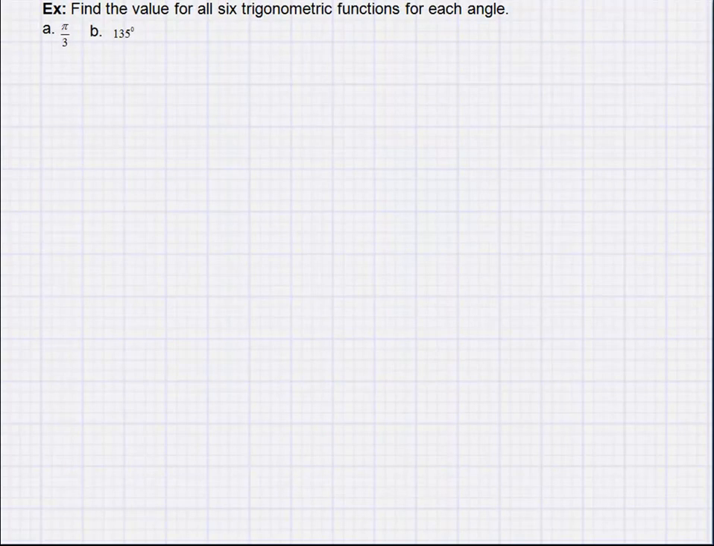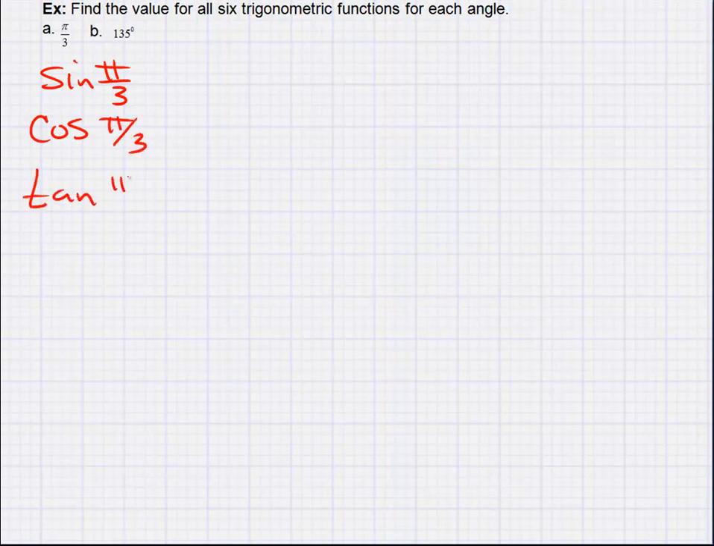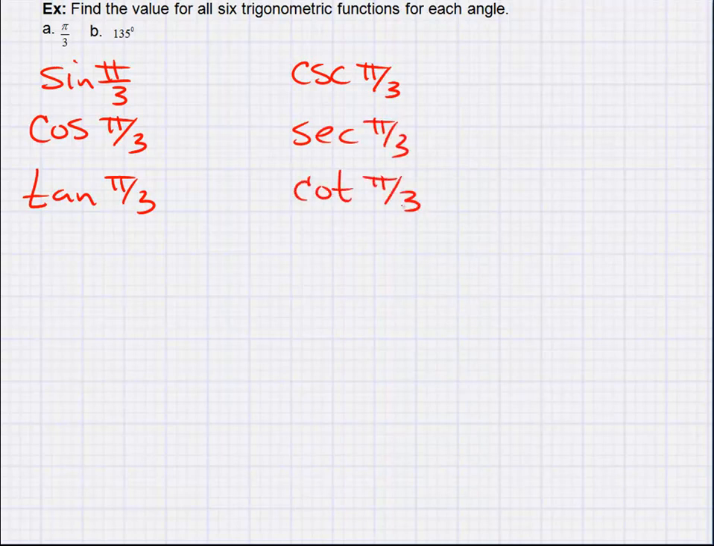So you're going to see questions like this that say find the value for all the six trigonometric functions for each angle. What this is asking you to do is to find the sine of pi over 3, the cosine of pi over 3, the tangent of pi over 3, the cosecant of pi over 3, the secant of pi over 3, and the cotangent of pi over 3. Now, I write it down this way for a reason. These functions are all related, and the way I write my answer down can help me find my answer.